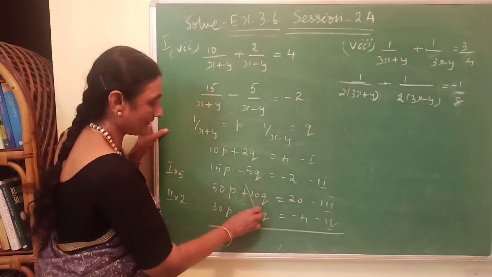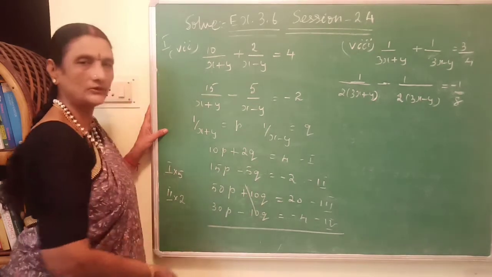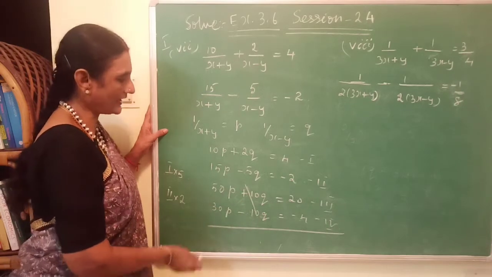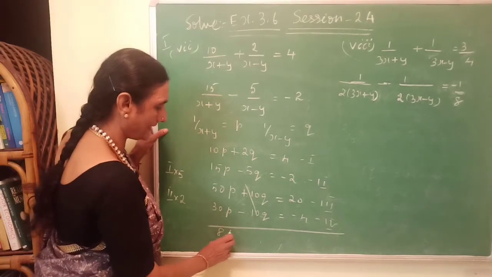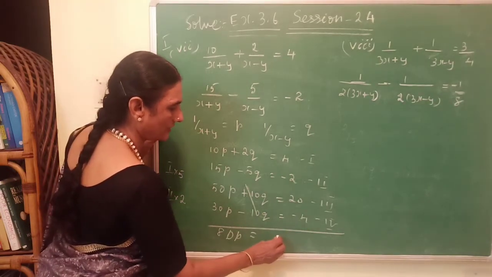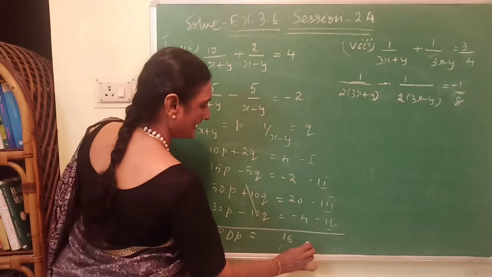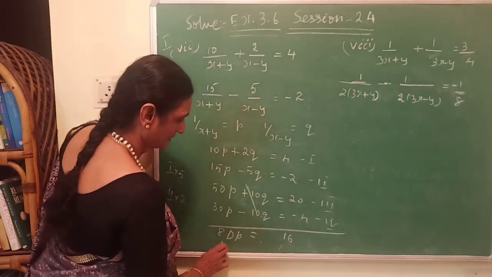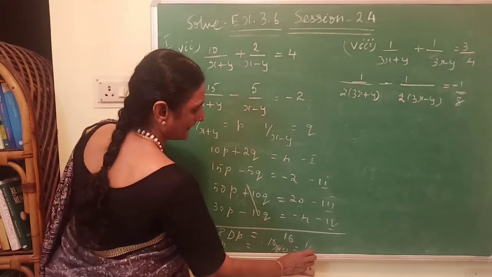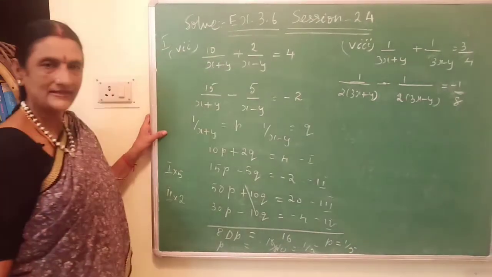On addition, this is plus and this is minus. Simply by adding both the equations, you will get these two terms cancelled. So you have got here 80p is equal to 20 plus minus 4, which gives you 16. Therefore, you tell me what p is equal to? Your p is equal to 16 by 80, which is equal to 1 by 5. So, I have got p is equal to 1 by 5. Is it clear to you?